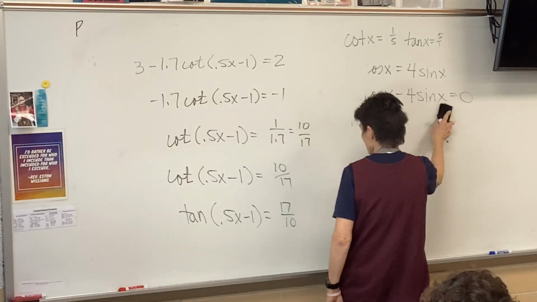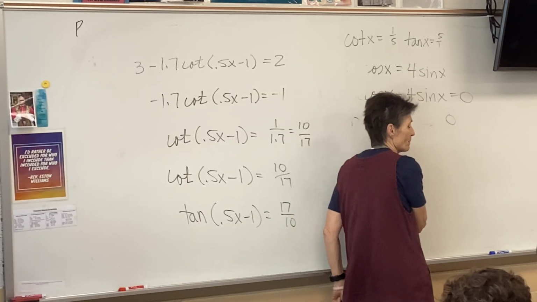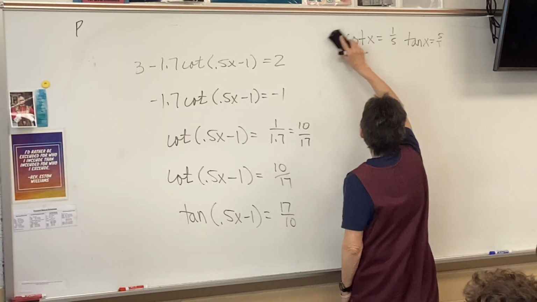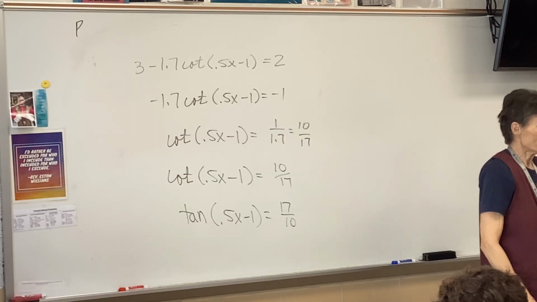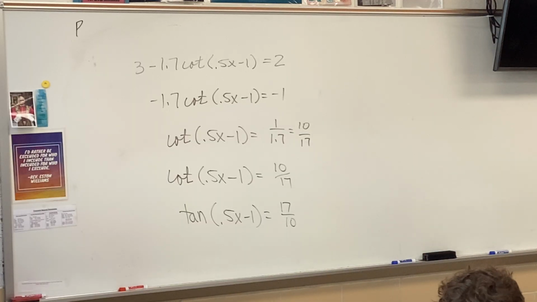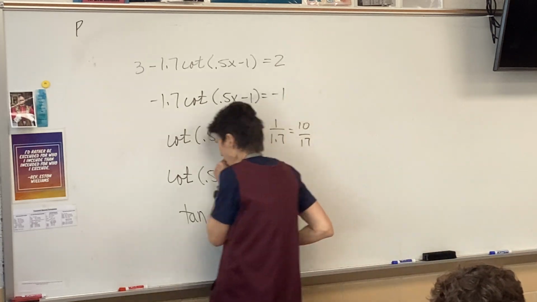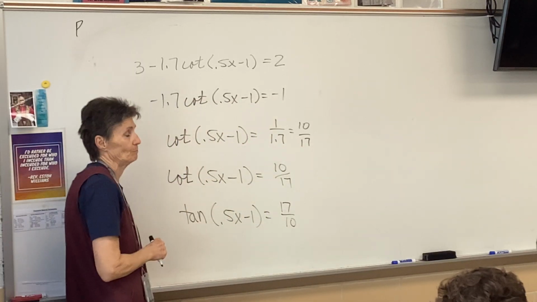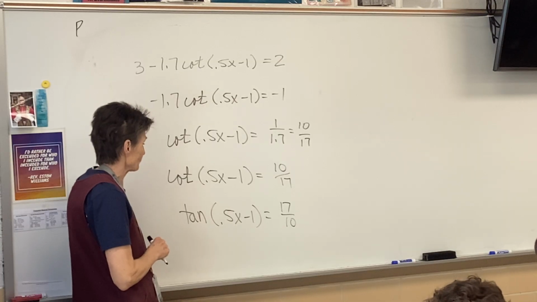So when I change this to a tangent, what would be my motivation for doing that? Because I'm going to go to my calculator, and guess what button I don't have? Cotangent. So I'm going to rewrite my equation in terms of a button that I do have. Okay.